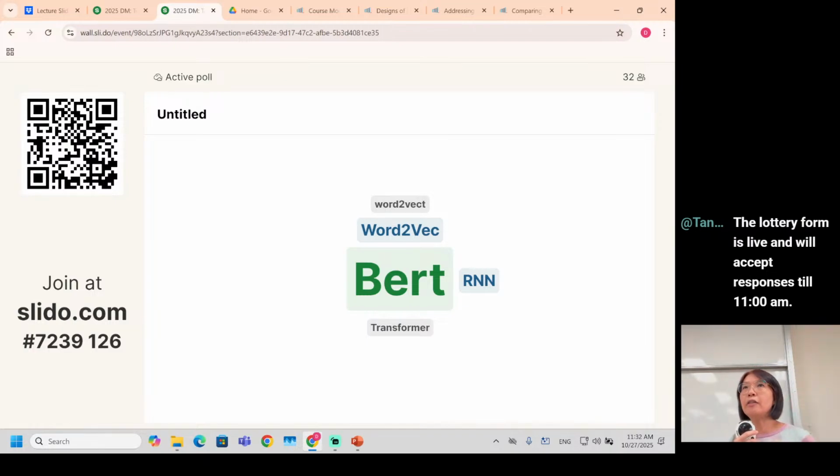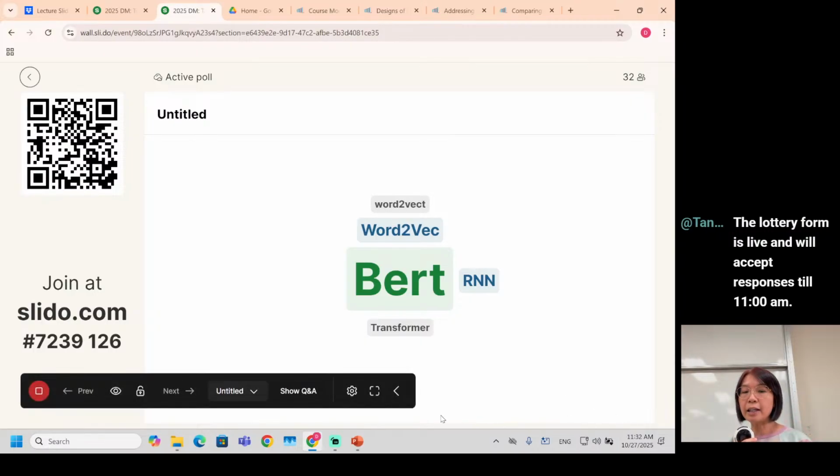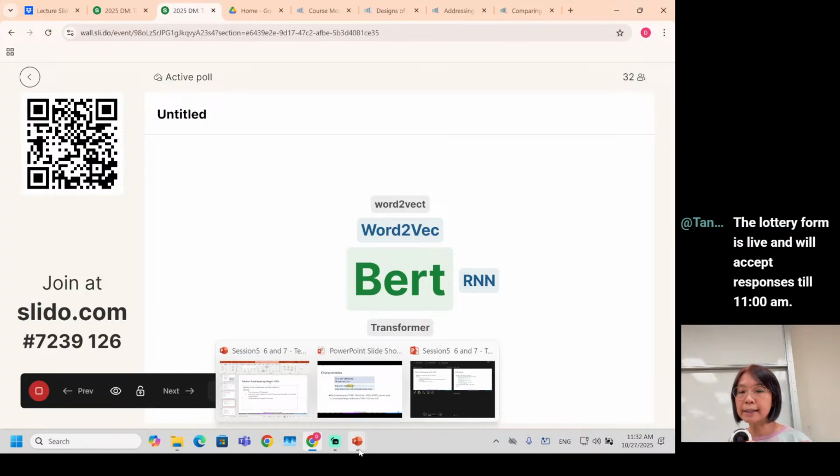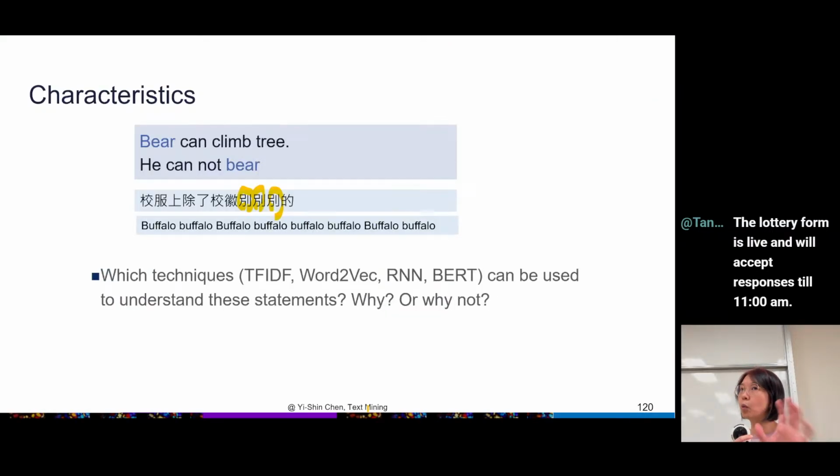I'm glad. At least you know TF-IDF definitely cannot help because it doesn't know the semantic meaning. Also, with TF-IDF, after word segmentation they do the bag of words part, and all the buffalo become the same. So that is why it cannot do it. How about Word2Vec?